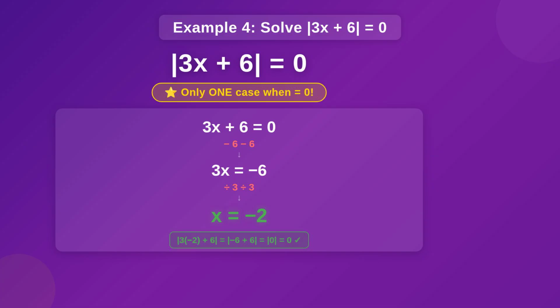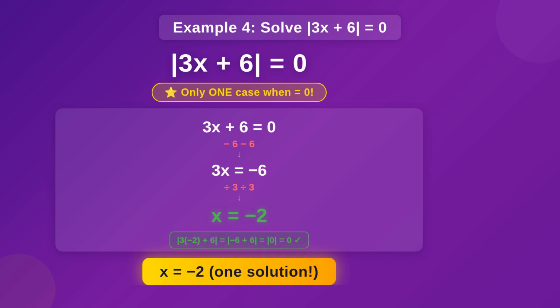Subtract 6 from both sides. 0 minus 6 equals -6. So 3x equals -6. Divide both sides by 3. -6 divided by 3 equals -2. So x equals -2. Just one answer this time.